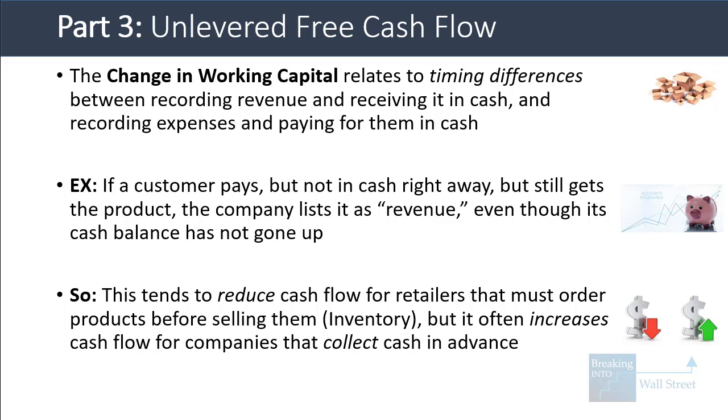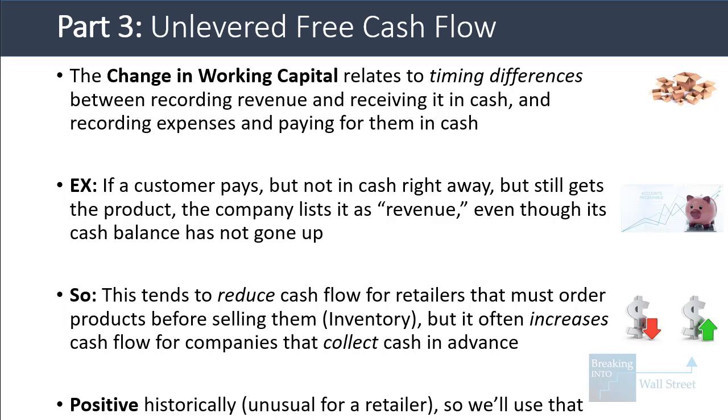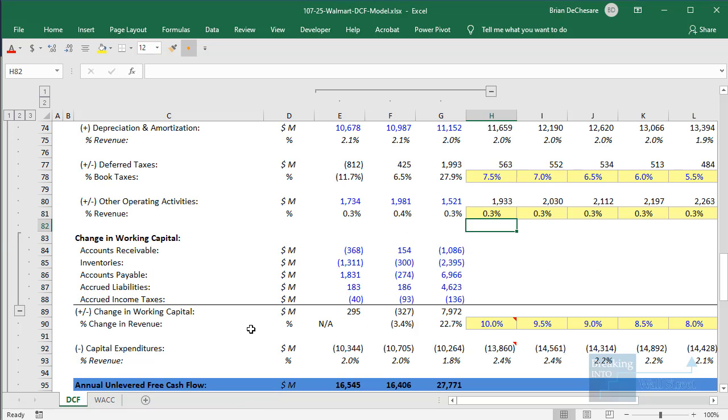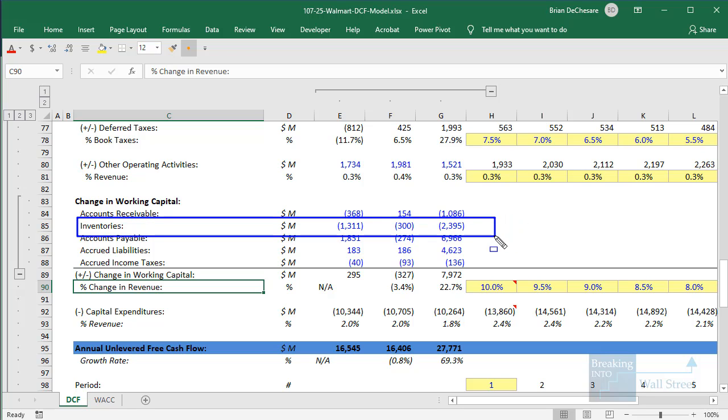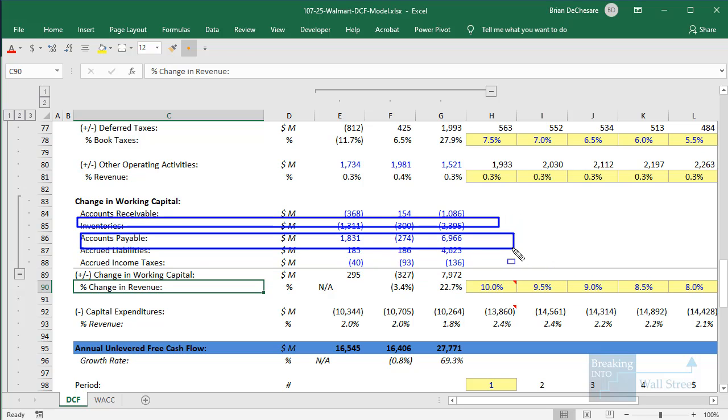Working capital and the change in working capital tends to reduce cash flow for, say, retailers that need to order products before selling them. This is called inventory, but it often increases cash flow for companies that collect cash in advance. Now for Walmart, it has actually been positive historically as a percent of revenue and the change in revenue, which is unusual, but it's also because the company has a lot of bargaining power. If you look at its numbers, you can see that the inventory purchases make it very negative, but the accounts payable going up, in other words, getting products and services from suppliers but not paying them upfront, only paying them at some later date, actually boosts this and is responsible for the change in working capital being so positive for Walmart.